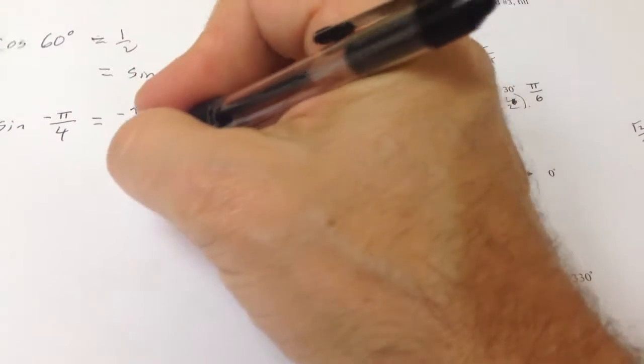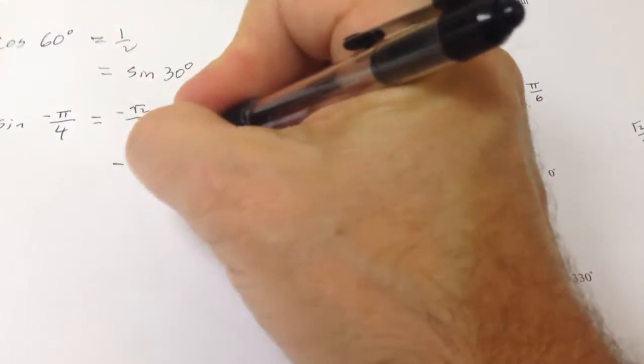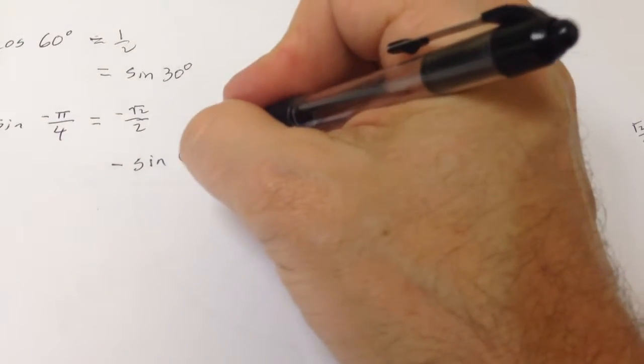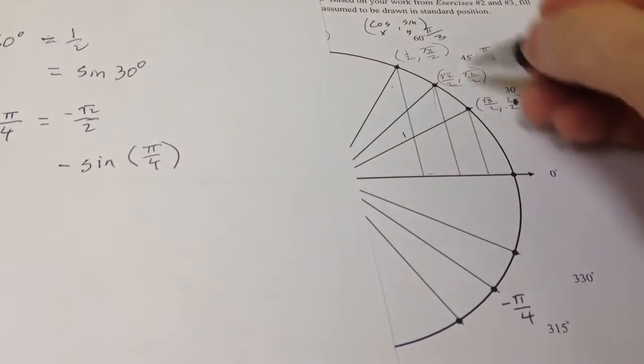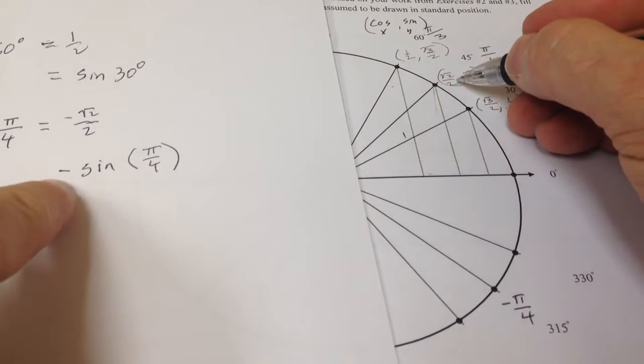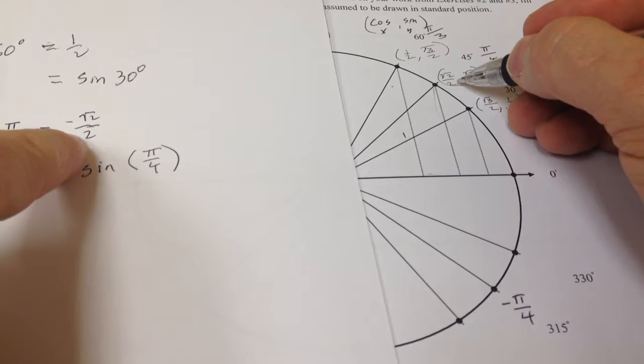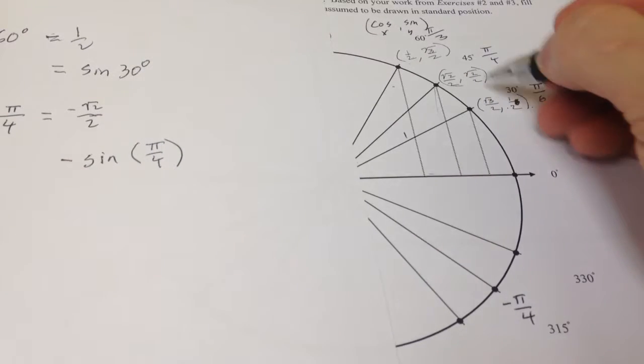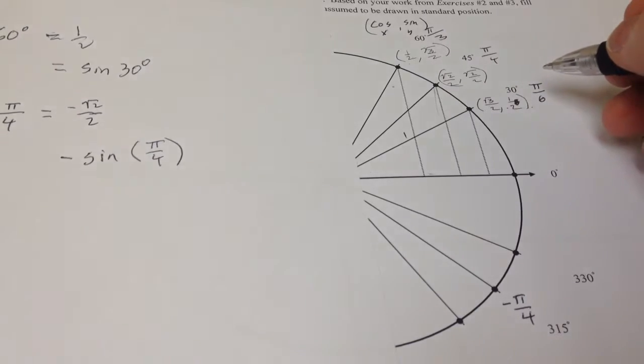In fact, another way that I could write that is I could say that's the same as negative sine of pi over 4. Those are equivalent, because sine of pi over 4 is square root 2 over 2, but I put a negative out front. So that's actually negative square root 2 over 2. Lots of different ways to express these because we're using the same numbers all over again.